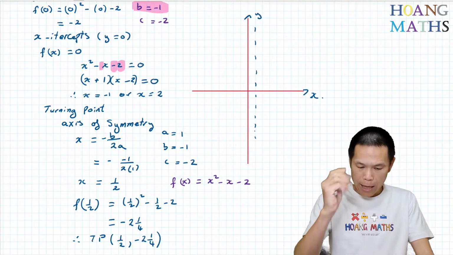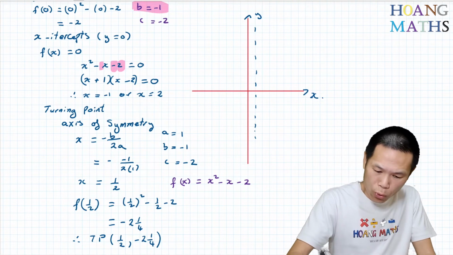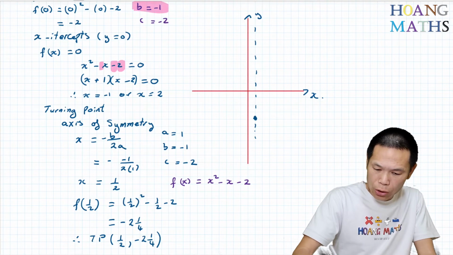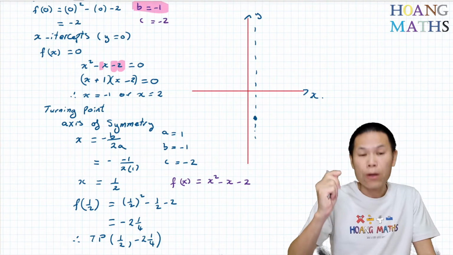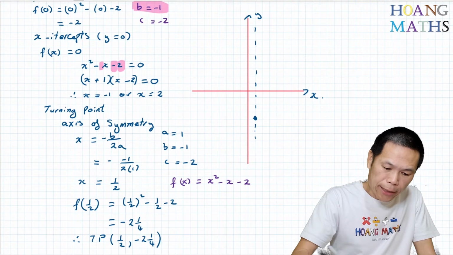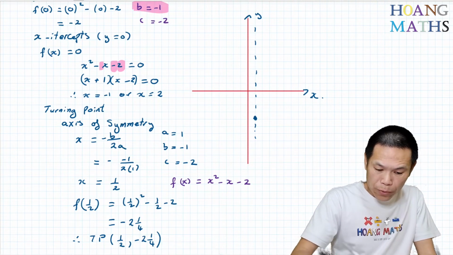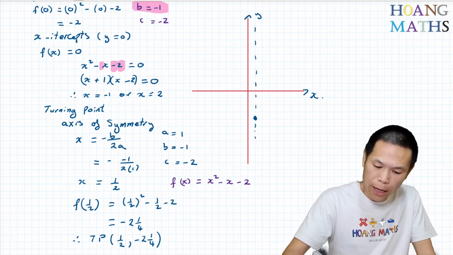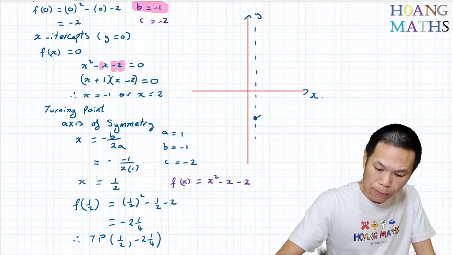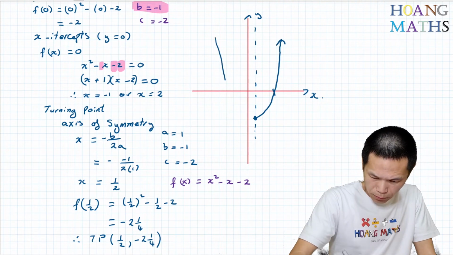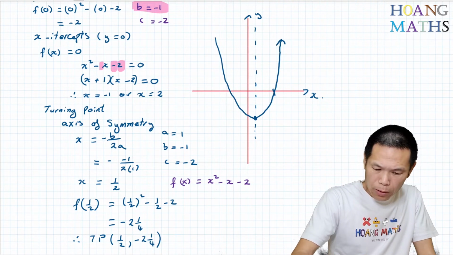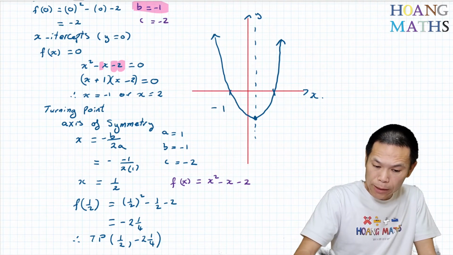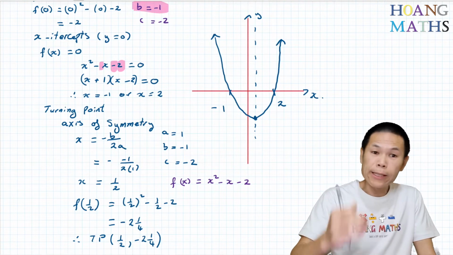And the turning point is a half and negative 2 1/4. So it's here roughly, doesn't matter. So it's just a rough sketch. So this is a half and negative 2 1/4. And then the x-intercepts are negative 1 and 2. So roughly somewhere. So we just draw the graph first, okay? So there you go. So this is negative 1 and this is 2. And this is f of x.